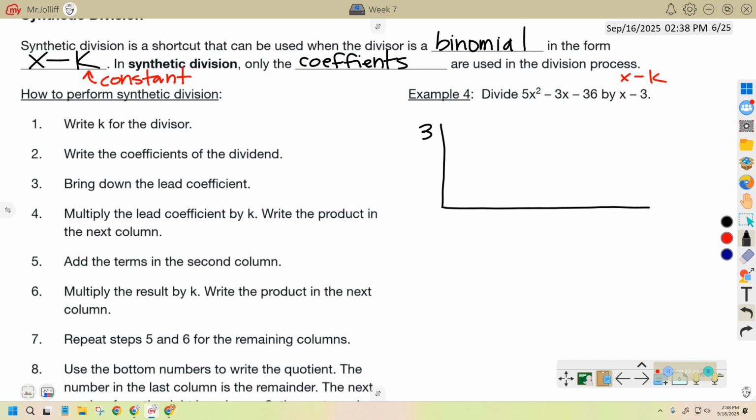And then I'm going to do step 2, which is write the coefficients of the dividend in the box. If you are missing a term, you need to put 0 as a placeholder. I have a squared term, a linear term, a constant term. I'm not missing anything in between. So I'm going to copy just the coefficients. 5, negative 3, negative 36. Just the coefficients.